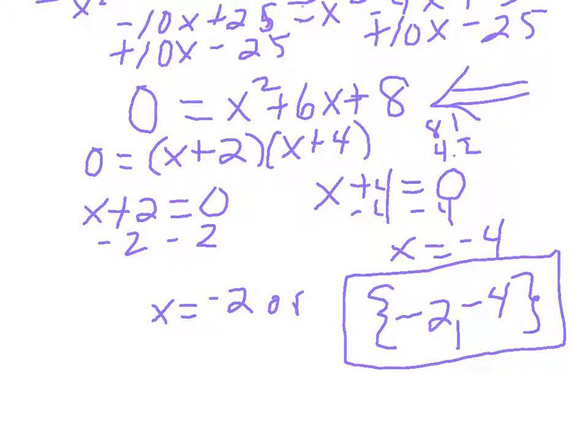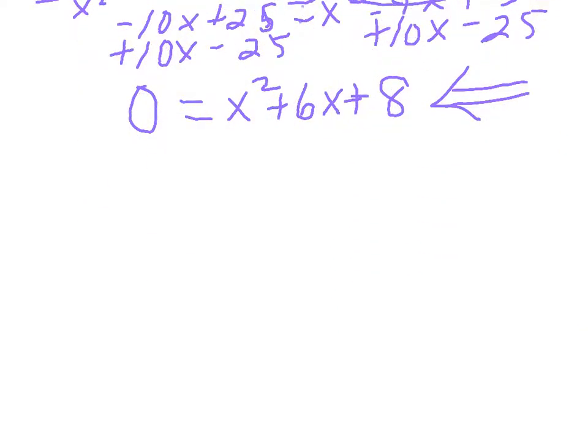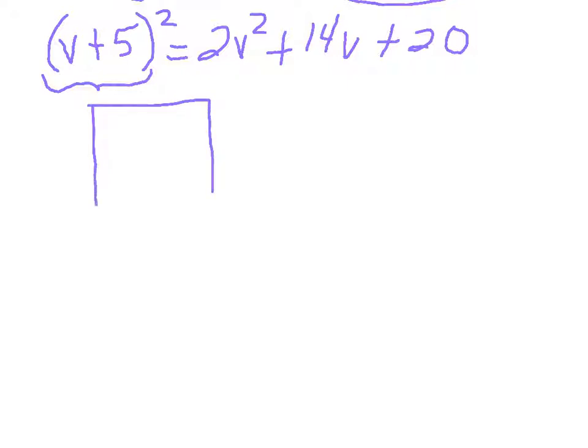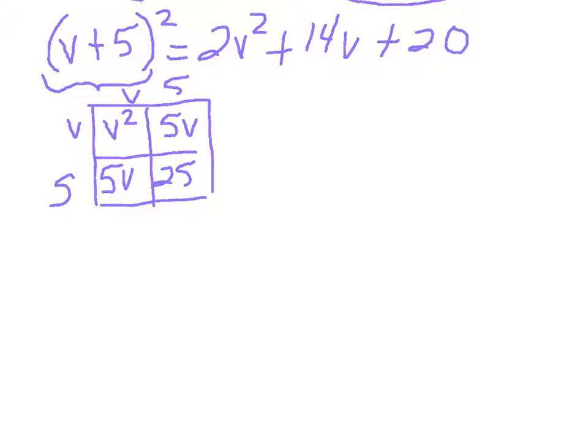Alright, let's try another one. All that stuff goes up. Okay, how about, we'll use v this time: (v + 5)² = 2v² + 14v + 20. So we're going to take care of this first, so I will box it out, I guess. Some of you might be boxing things so much that you don't need to write it out anymore, but since this is instructional, I will write it out so that there's a little bit of an intermediate step.